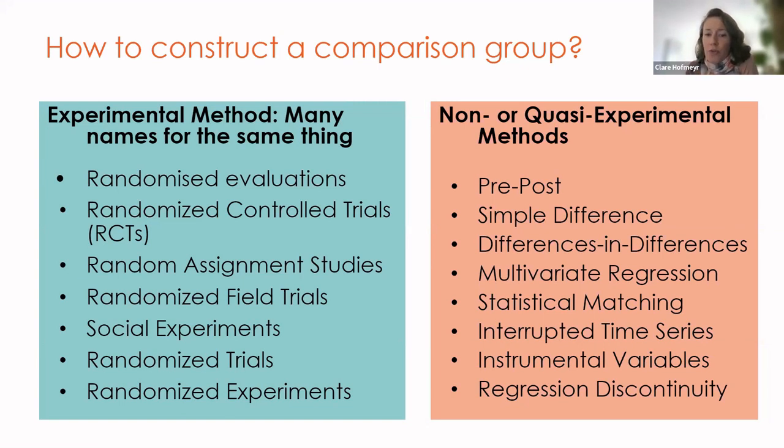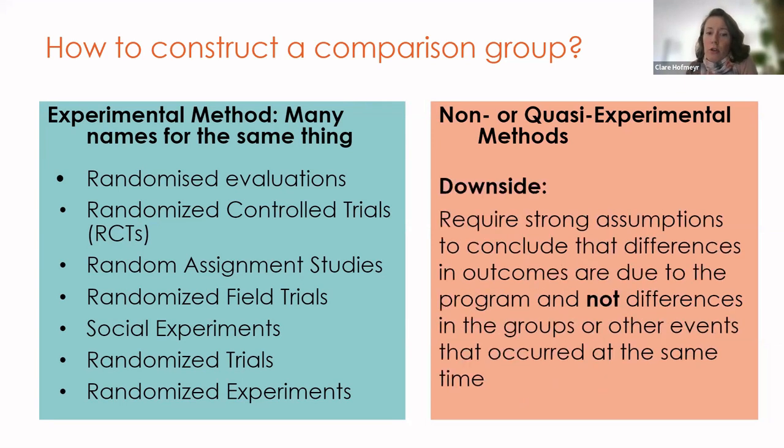So the downside with all of these approaches is that they require strong assumptions in order to conclude that any differences in outcomes between the participants and the control group after the program can be attributed directly to the program. For example, these non-experimental approaches to constructing a control group require us to assume that the two groups were comparable on average before the program started.